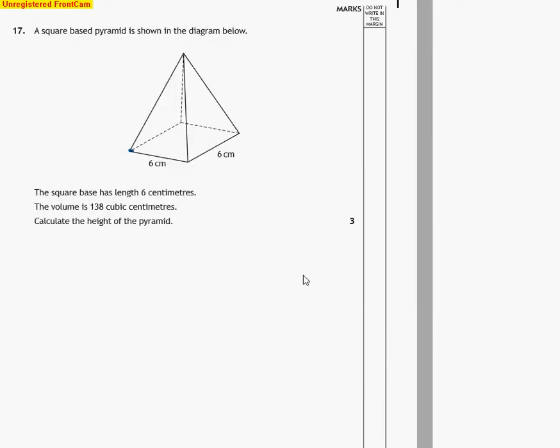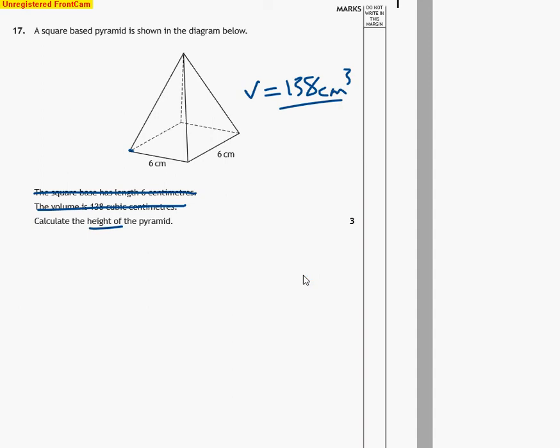Volume. Okay, so a square base pyramid is shown below. 6 and 6, so we don't need to worry about that. That's already shown. The volume is 138, so I'll just write up here volume is 138. That's good. And we're calculating the height of the pyramid. So what's the volume of the pyramid?